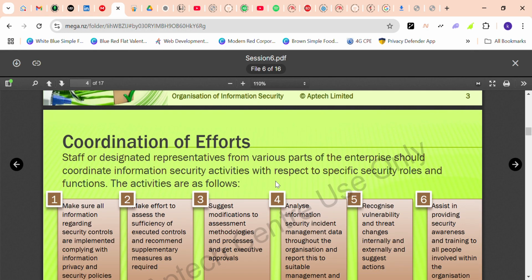And then coordination of effort. When we are talking about coordination of effort, we are talking about staff or designated representatives from various parts of the enterprise who should coordinate information security activities with respect to specific security roles and functions. Those are the ones in charge, the ones who will coordinate. Each person picked in each part of the enterprise respects the specific security role and function given to them, which will be handled by the staff or designated representatives.